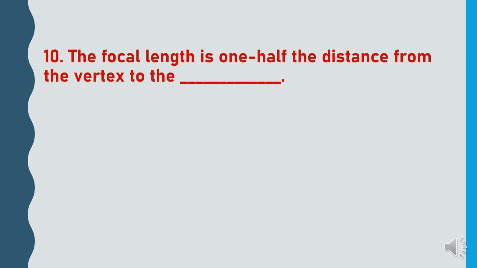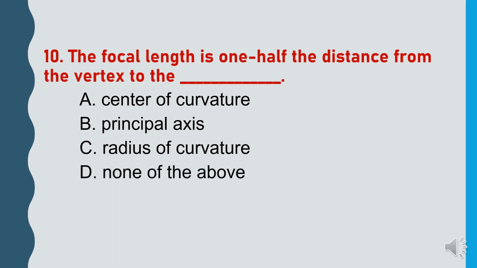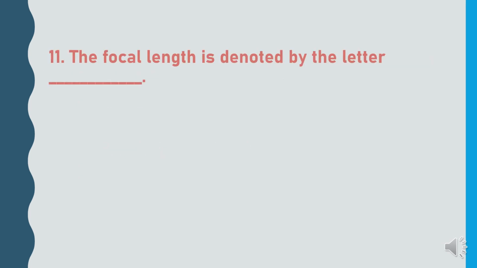10. The focal length is 1/2 the distance from the vertex to the blank. A. Center of curvature. B. Principal axis. C. Radius of curvature. D. None of the above. 11. The focal length is denoted by the letter blank. A. Small letter f. B. Big letter F. C. Big letter P. D. Small letter p.